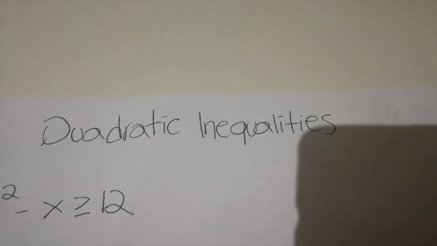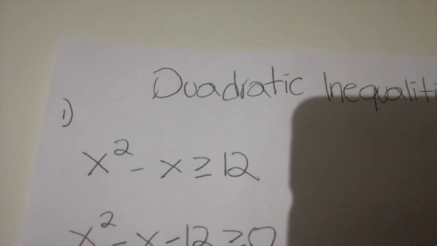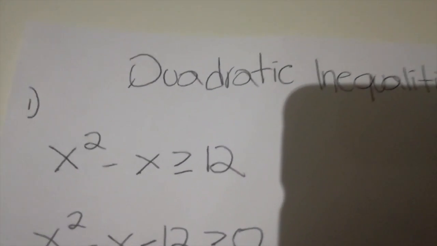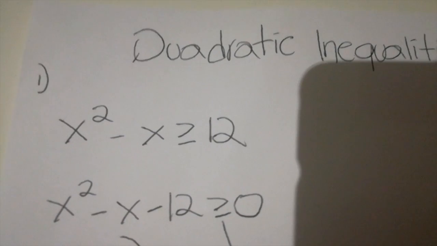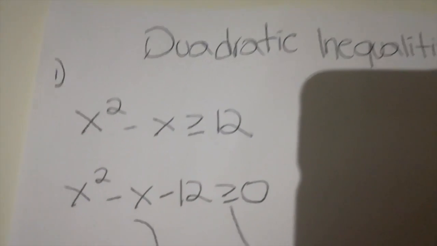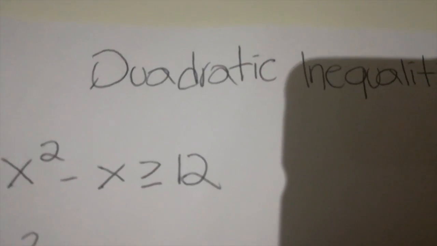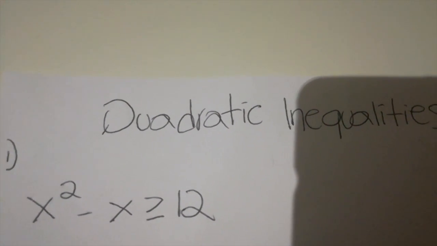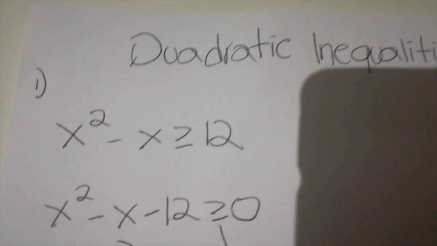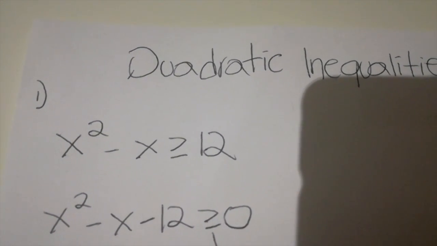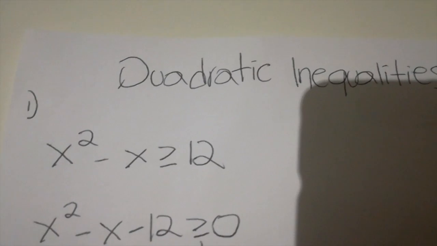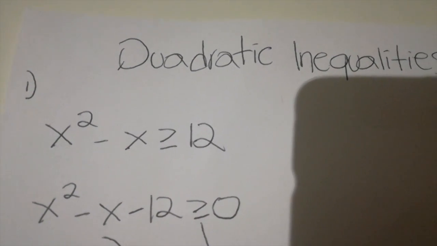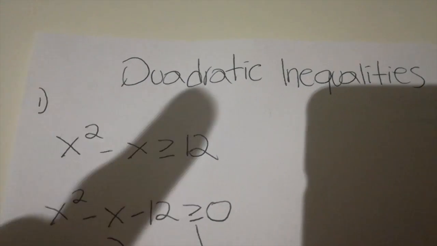Quadratic inequalities are equations such as these that have an inequality, such as this one, that is greater or equal to. So basically, the exercise we're going to work on today is x squared minus x is greater or equal to 12. So we're going to start with moving the 12 all over to the other side, making it negative and making a much more complete equation.